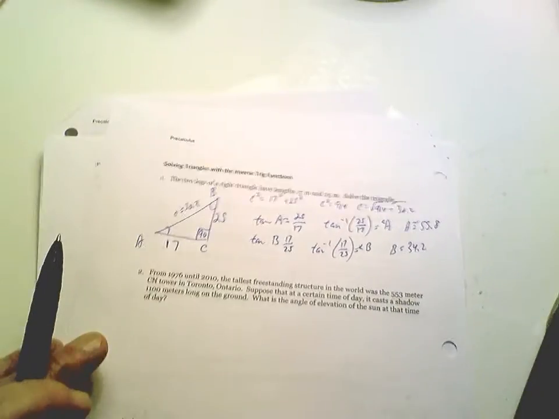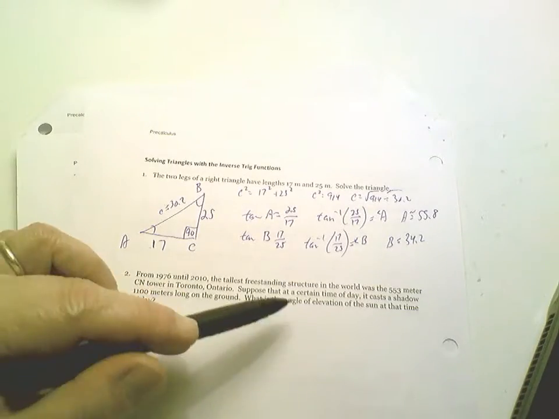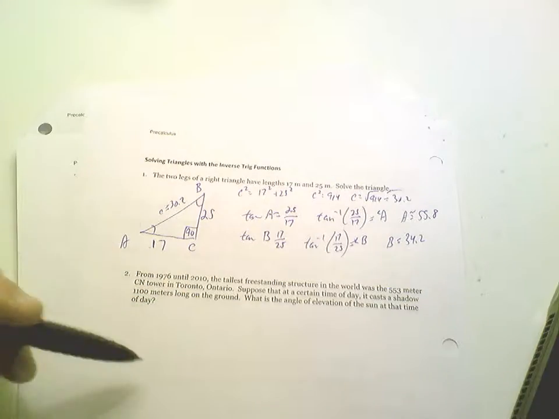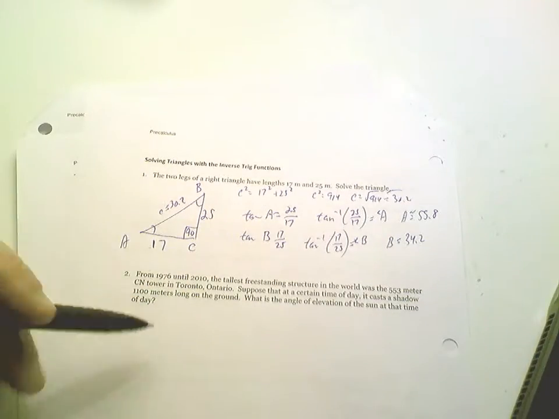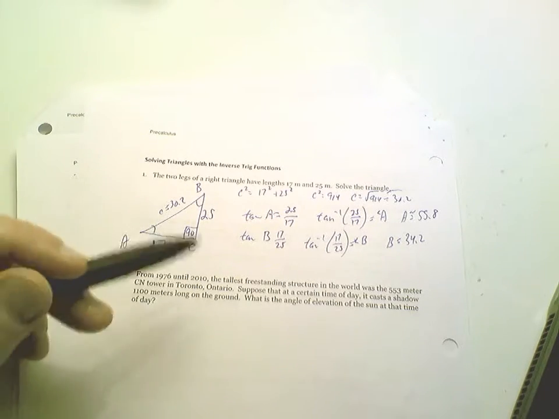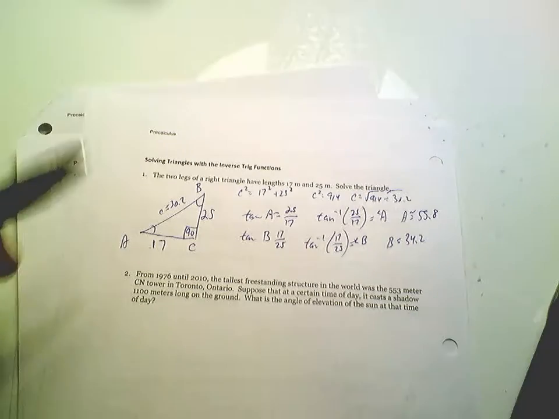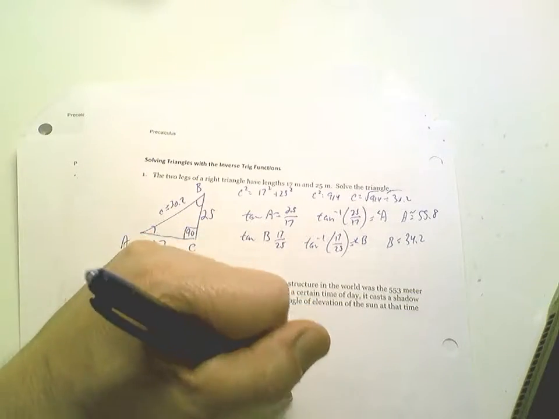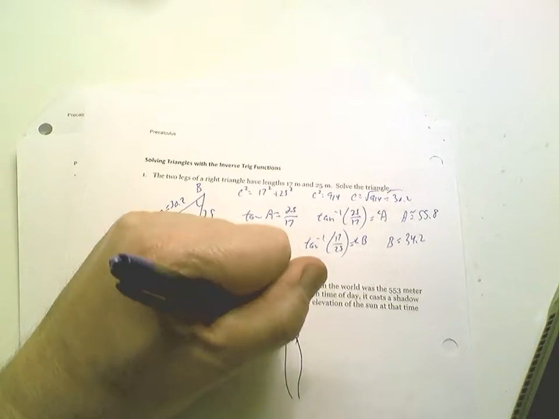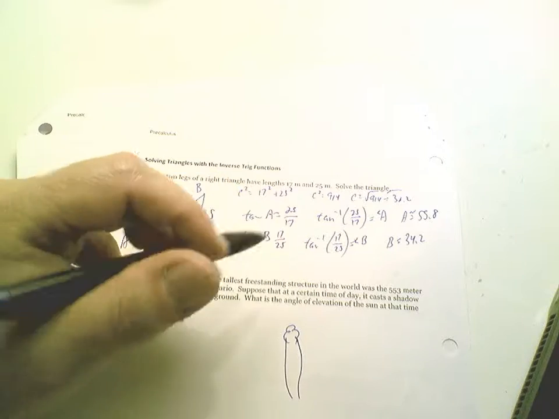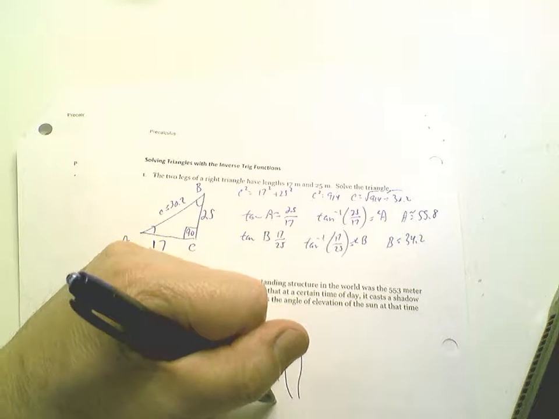Okay. Here's a nice question. Find the angle of elevation. Before, with these tower and shadow problems, we gave you the angle of elevation. We asked you to figure out maybe how tall is the tower or how long is the shadow. Well, here comes my tower that I know is 553 meters tall.